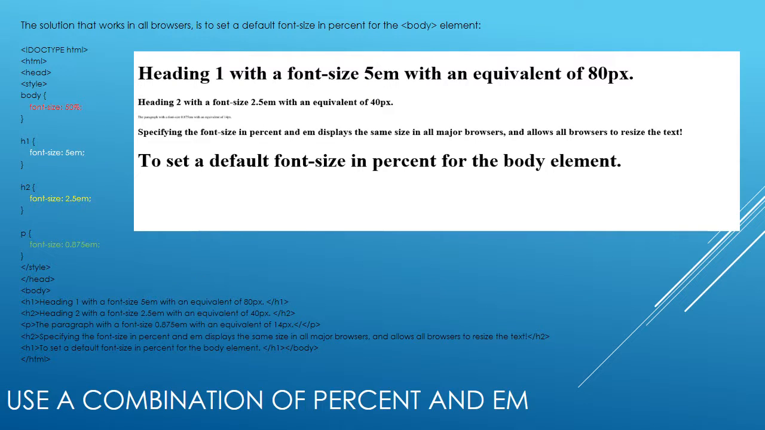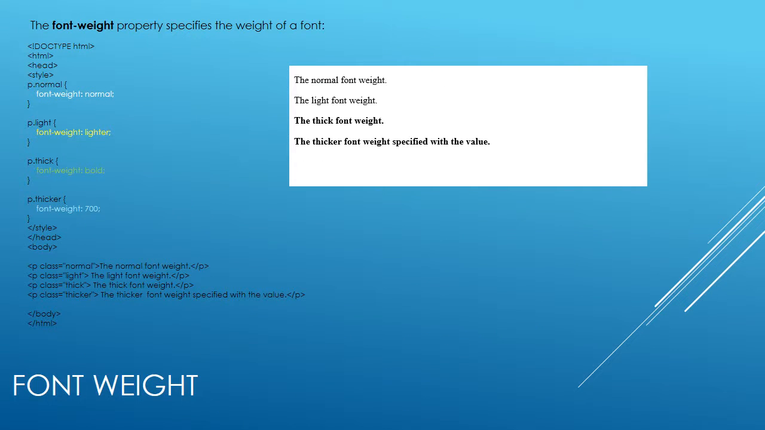The solution that works in all browsers is to set a default font size in percent for the body element. This is an example of using a combination of percent and em. The font weight property specifies the weight of a font. This is an example of font weight.